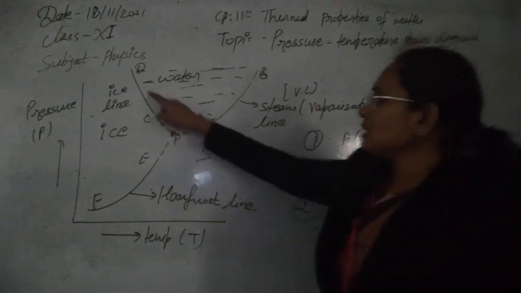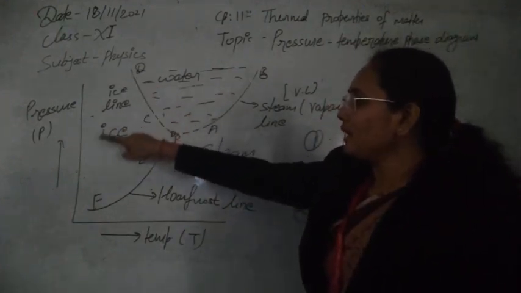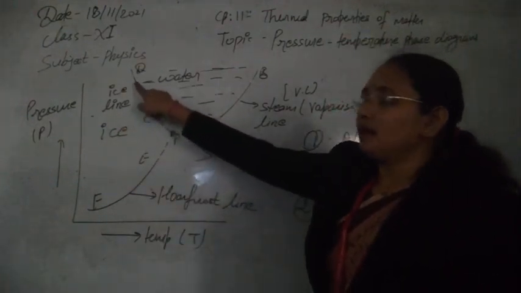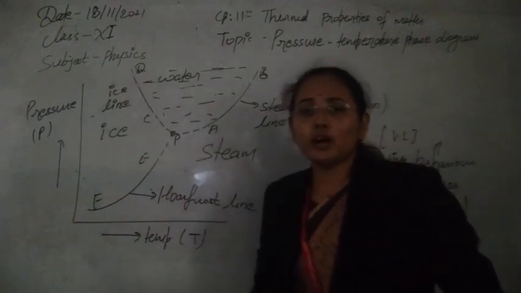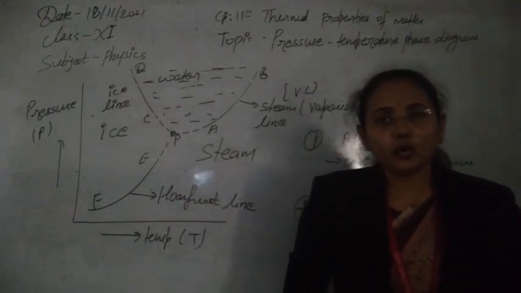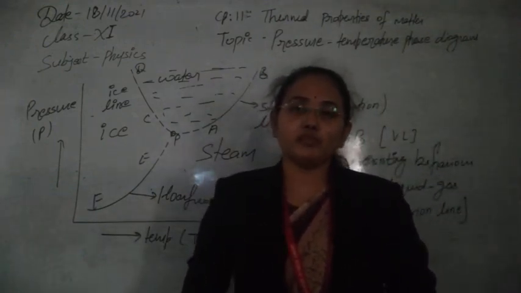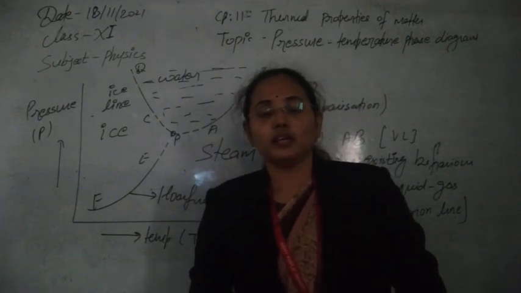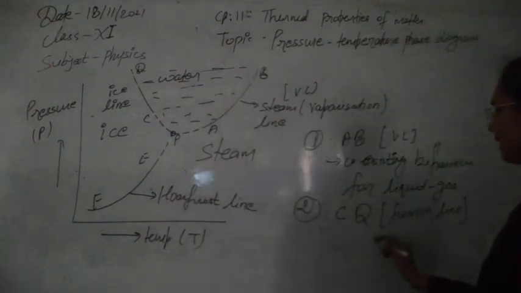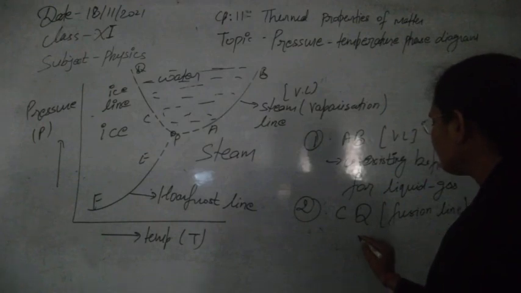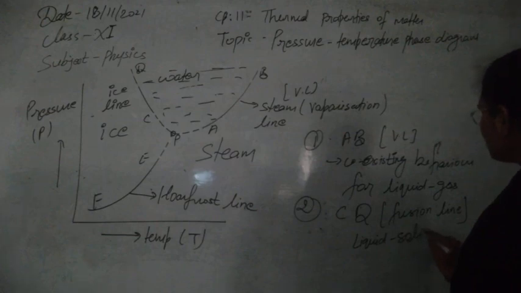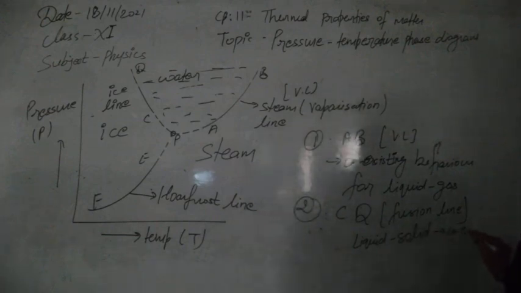So again, at this line CD, for a particular temperature and pressure, the system will be in coexisting form where the liquid and solid phases both coexist together. In this range we can see the liquid and solid states coexist together. I think this one is clear.